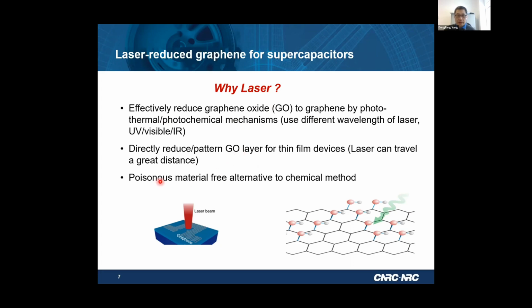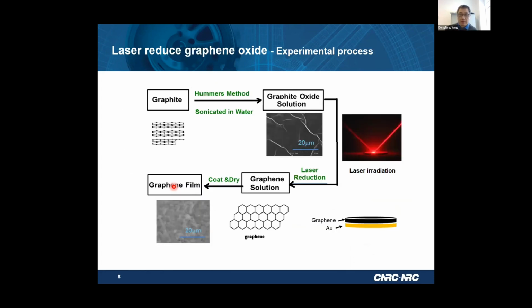And again, I said we don't use chemicals, and it's a material-free alternative to the chemical method. So this is the process that we use. Basically, you buy a commercial graphite, and you use the Hummers method to form a graphite oxide solution, and it's dissolved in water, and then you irradiate the graphite oxide solution with a laser. The laser uses a photochemical process to reduce the graphite oxide to graphene.